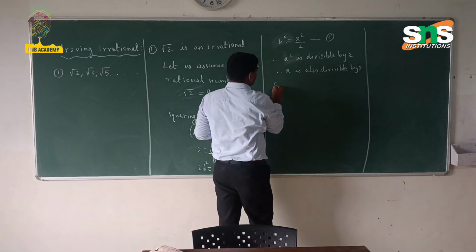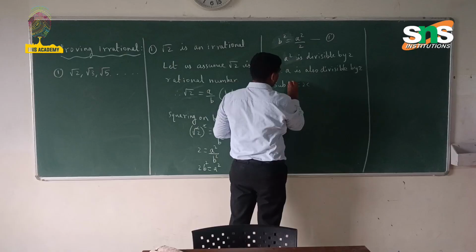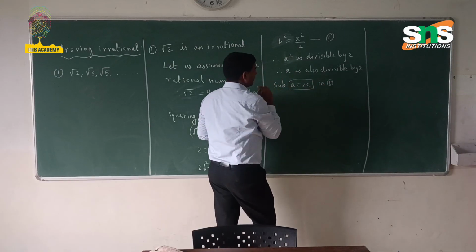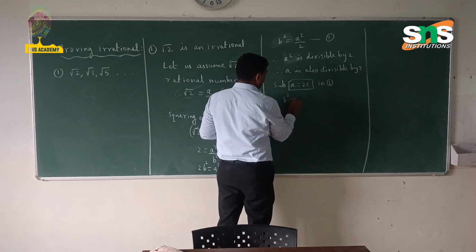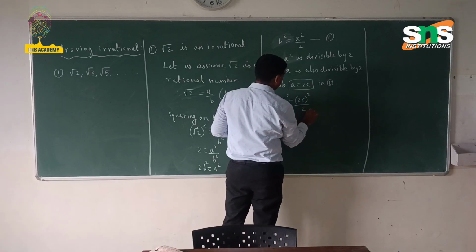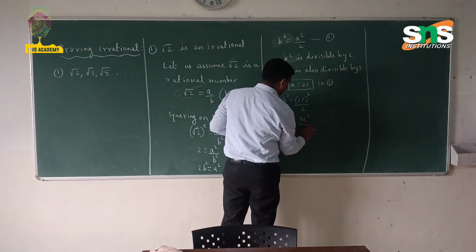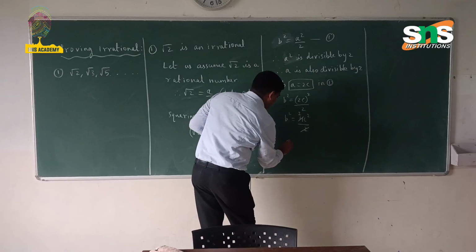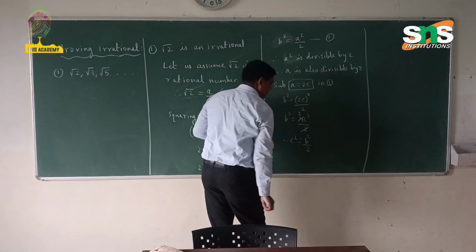Now we will substitute a is equal to 2c in equation 1. When you substitute a is equal to 2c in 1, this equation will become b square is equal to 2c the whole square divided by 2. Therefore, b square is equal to 4c square divided by 2. And 2 and 4 we can cancel. From this we can say that c square is equal to b square divided by 2.